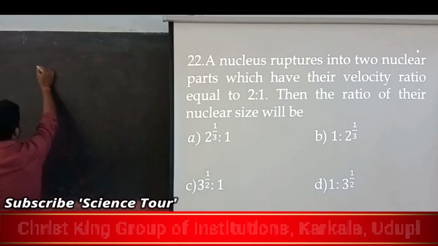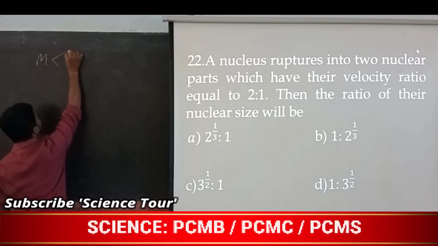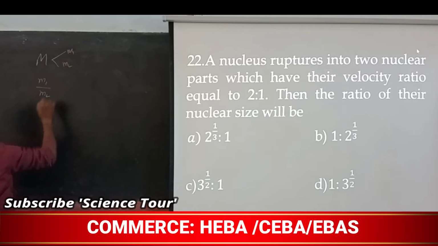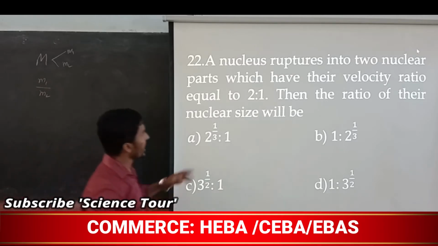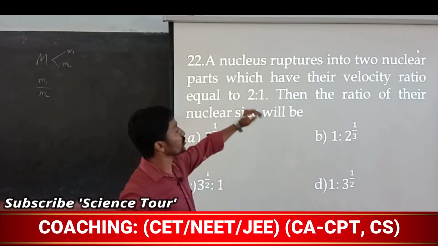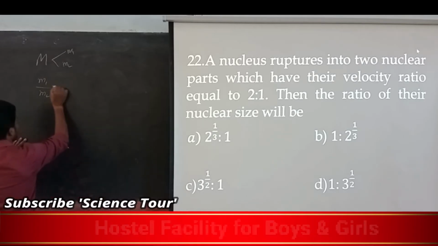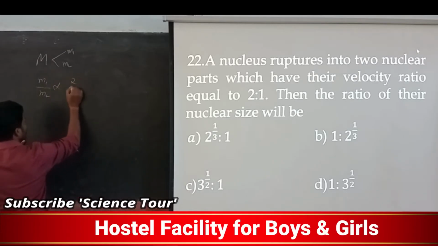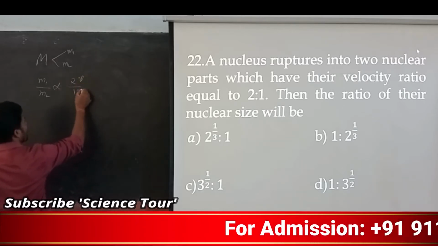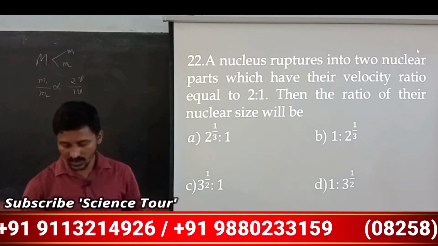Now say for example, one nucleus is there. It ruptures into M1 and M2. They have given that the two nuclear parts have velocity ratio 2:1, which means one has 2 times V and the other has 1 times V.